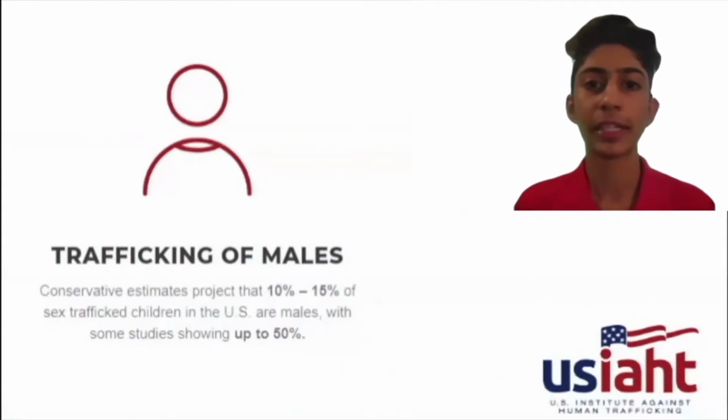Teens assume that the trafficker is always a man, yet, as Aman just explained, it can also be a woman. Teens also assume only girls can be victims. However, according to the U.S. Institute Against Human Trafficking, 10 to 15% of sexually trafficked children in the United States are males, conservatively. There are also some studies showing that it can be up to 50%.